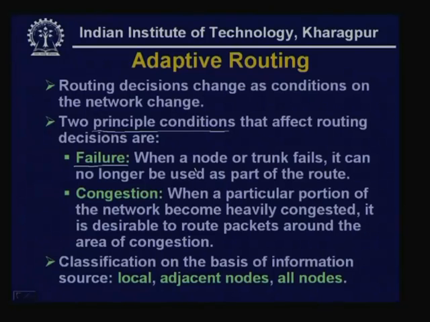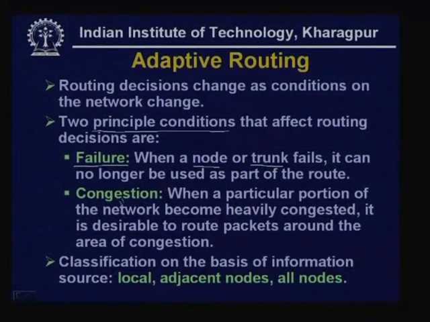So, when a node or trunk fails, that means not only the node, a link or trunk may fail, it can no longer be used as part of the route. In this condition, obviously the fixed routing will not work, because fixed routing will always use the routing table, which does not take into consideration the failure of a node or a link. Another possibility is congestion.